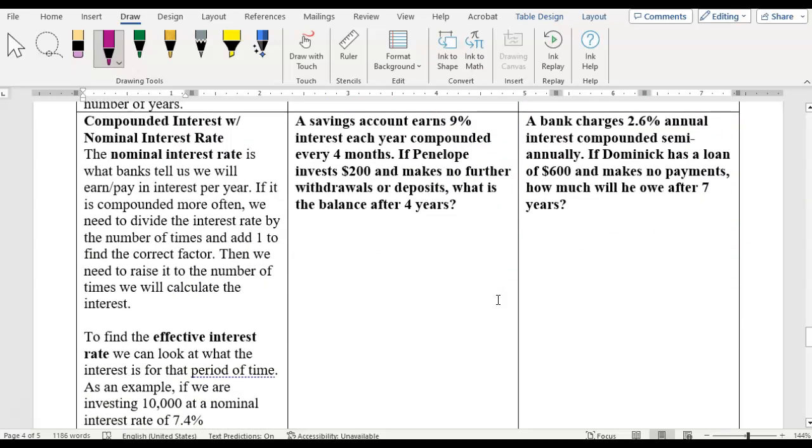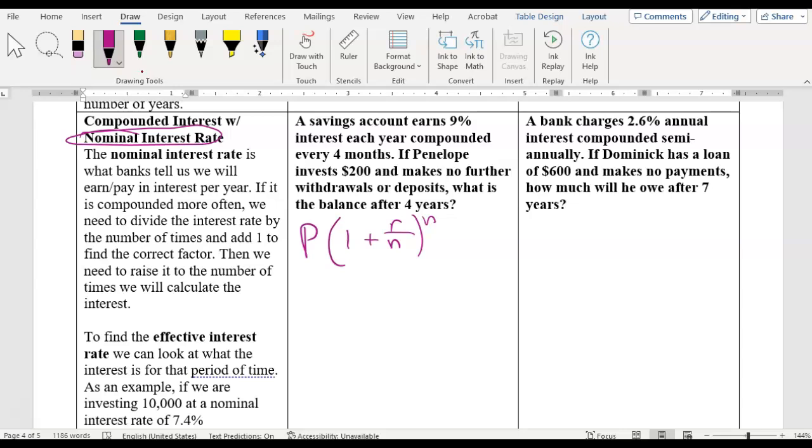Compound interest with nominal interest rate. If we're given a nominal interest rate and told that something is compounded a certain number of times a year, we need to also calculate for that. The standard equation for this is the principal amount times 1 plus the rate divided by the number of times we're compounding, often written as n, to the power of n. And then occasionally if we need to multiply by greater periods of time, we would raise that to the next power.